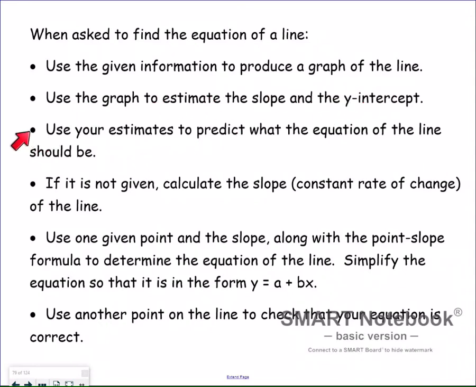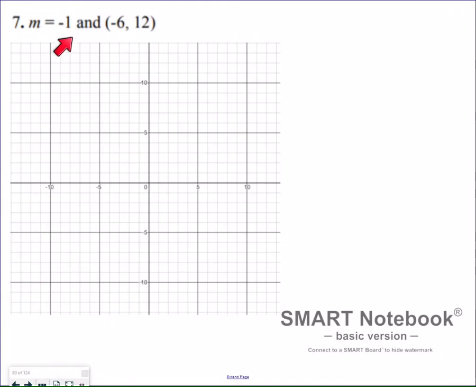You use your estimates to predict what the equation of the line should be, and you calculate the slope if you don't already have it. Walk the point home using the point slope formula, and then simplify. Use one other point to determine you're correct. So if you follow all of these steps, you'll have a complete set of demonstrated understandings of linear equation finding.